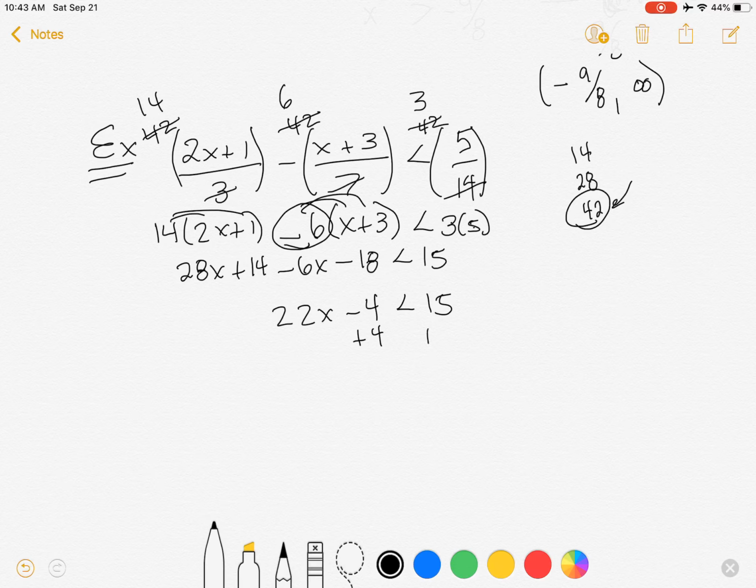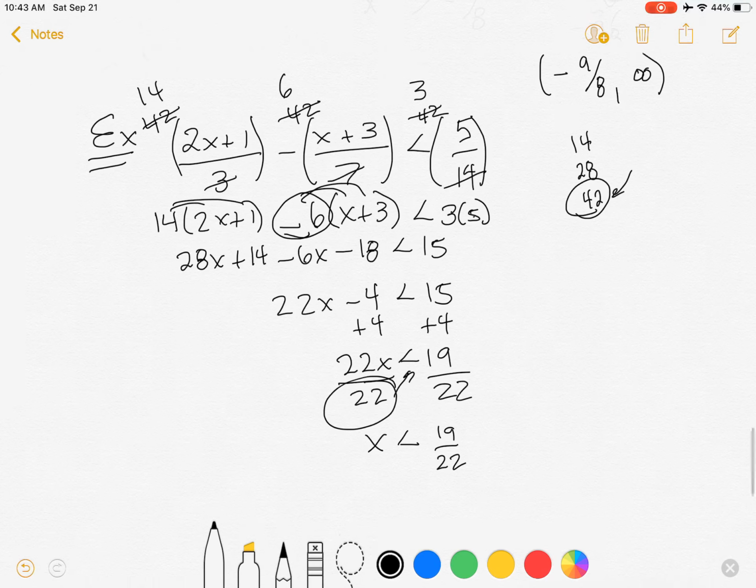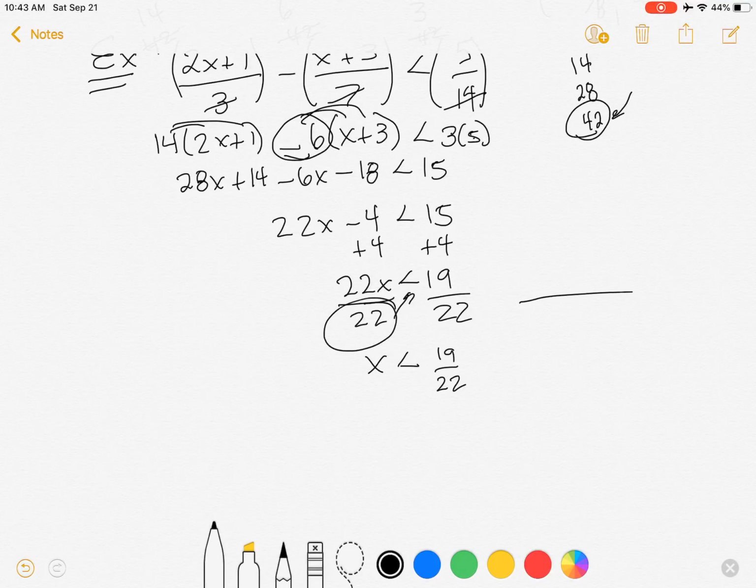Now let's add 4 to both sides. So we get 22x less than 19. I'm going to divide by 22. I did not divide by a negative here, so this one stays. Alright, so I'm going to have x less than 19 over 22. So the graph is going to be 19 over 22, parentheses, shaded to the left. So it would be negative infinity to 19 over 22.